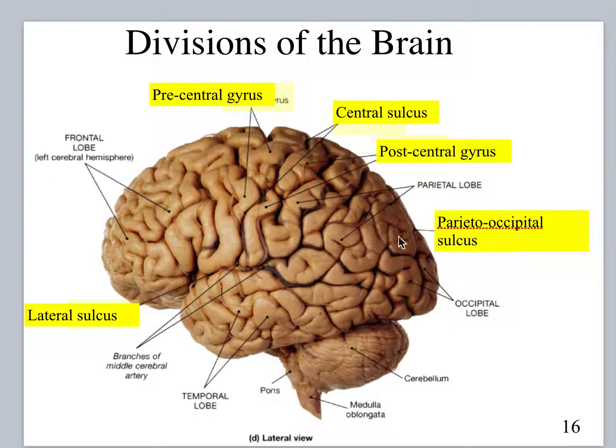There's a parietal occipital sulcus that separates the parietal lobes from the occipital lobe. Now this is the central gyrus. This is the central sulcus here. The gyrus in front of that is the precentral gyrus, pre meaning before, and the postcentral gyrus is behind the central sulcus.